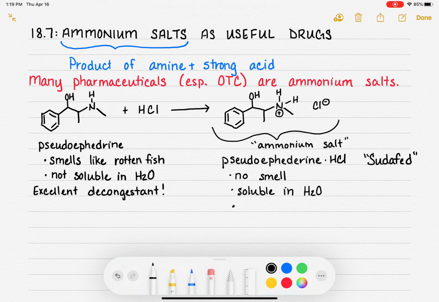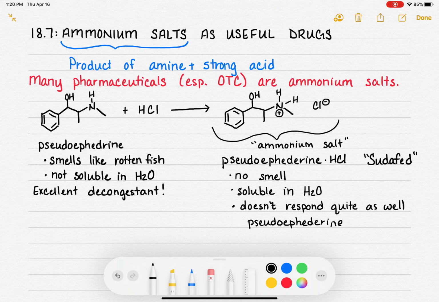The negative, though, is that because it's not pseudoephedrine anymore, we have converted it, it doesn't respond quite as well in our body. So it doesn't do quite as good of a job as if we could take just pure pseudoephedrine. But as you know, probably, because you've probably taken Sudafed, it does a really good job.